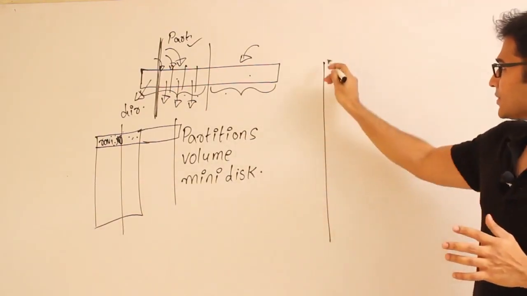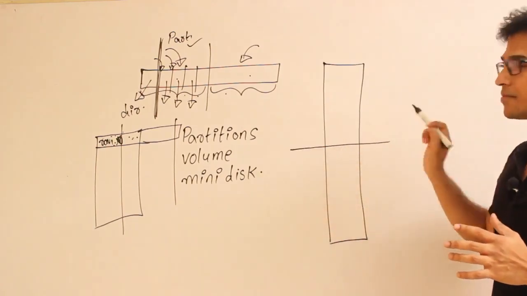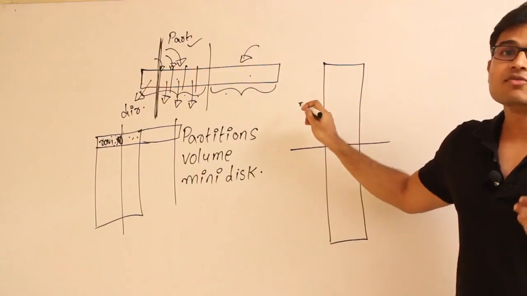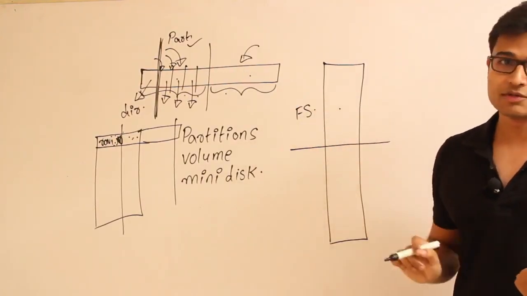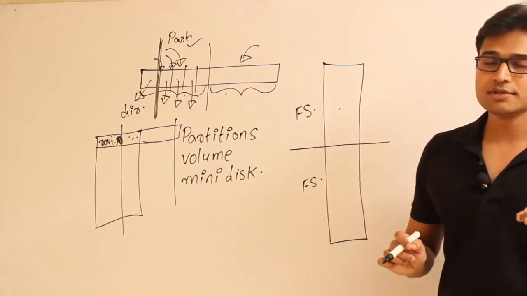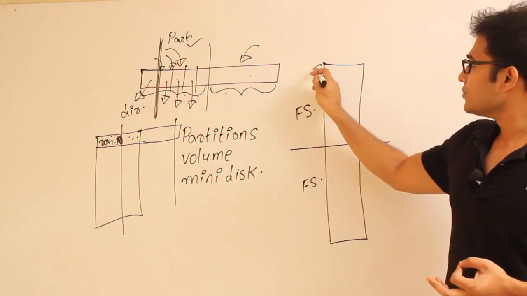Now let us say this is the hard disk, and now we are dividing the hard disk into various partitions, right? And now each partition will have a different file system. For example, this is the file system which is related to Windows, and this is the file system which is related to Linux.